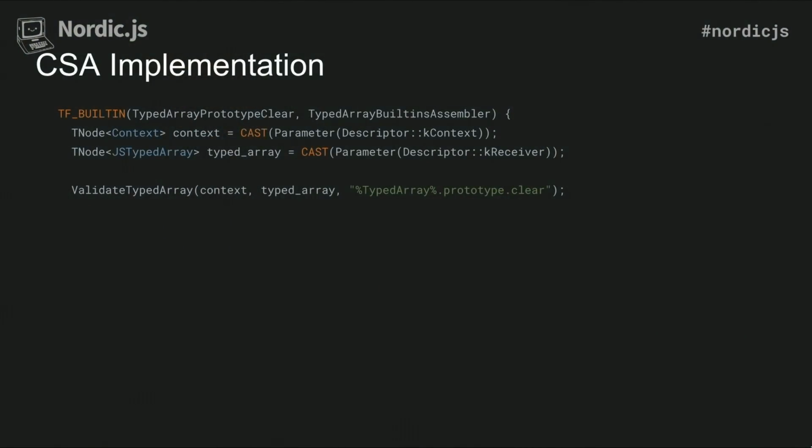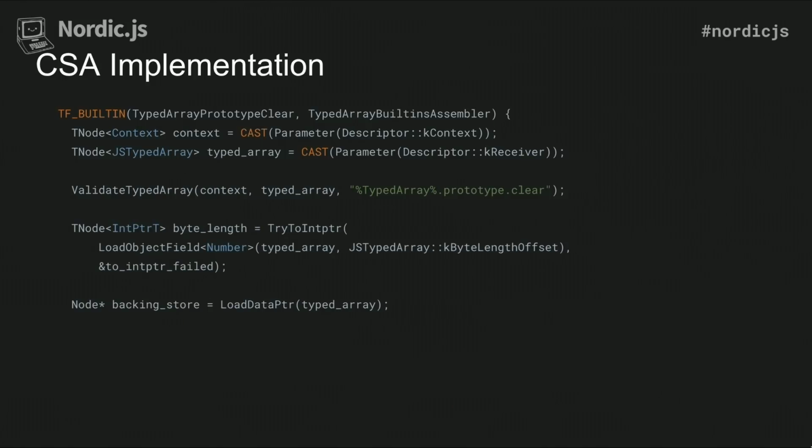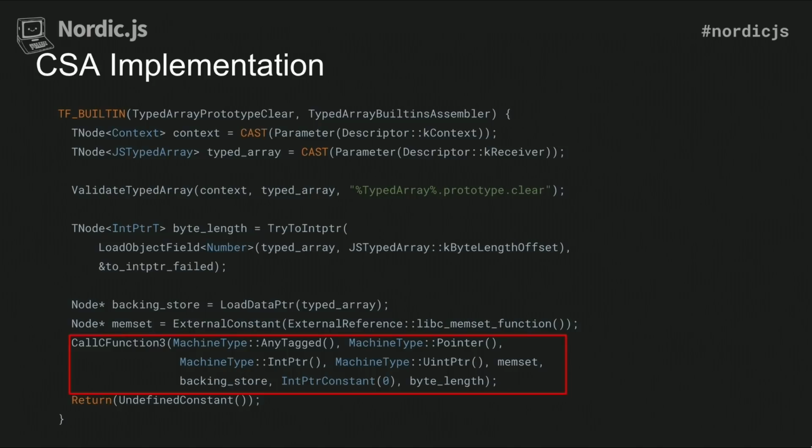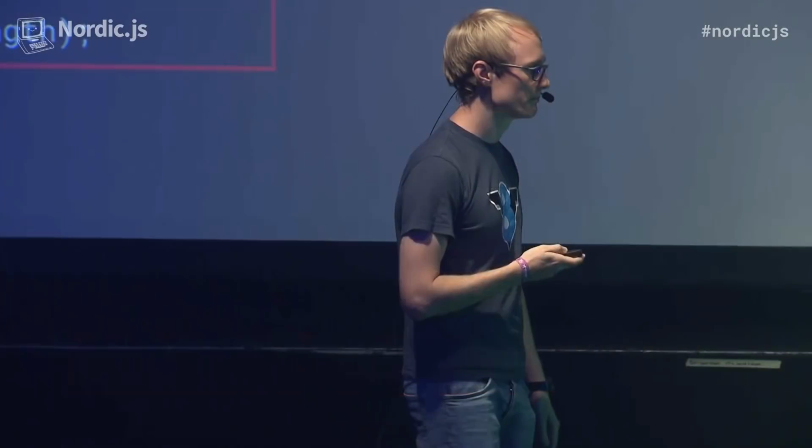So the next one will be the code stub assembler implementation. This is what Torque would generate, because remember, Torque generates code stub assembler. And we're doing the same thing. We're going to validate the typed array, get the byte length, load the data pointer, and then call memset on this thing. Memset looks much worse here because we have to pass all the types in. But essentially, it's the same algorithm, right?